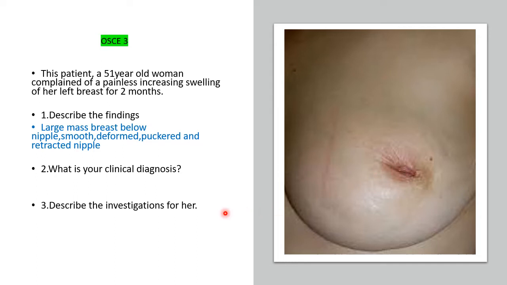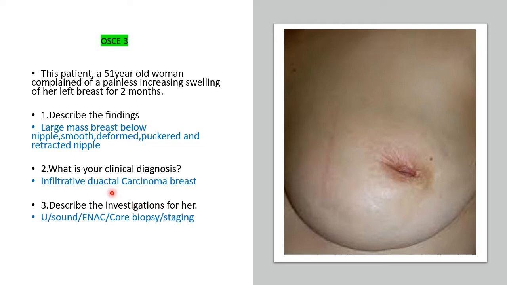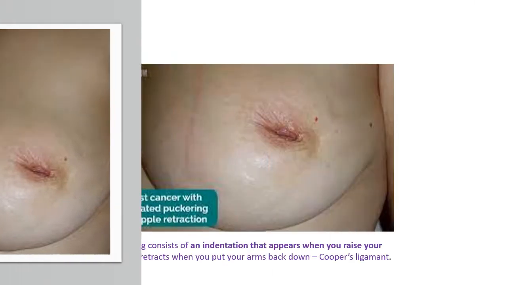What is your clinical diagnosis? Carcinoma left breast. The investigations for her will be ultrasound, FNAC, or core biopsy, and if it comes back positive, we continue with further investigations like CT scan for the staging of the disease.